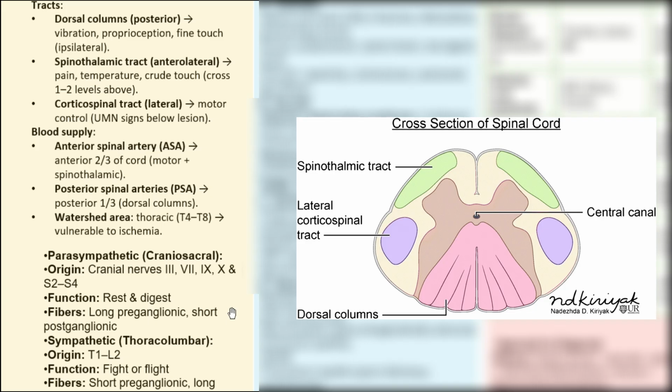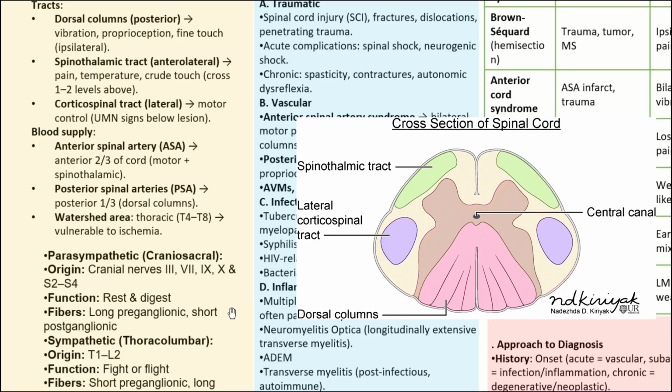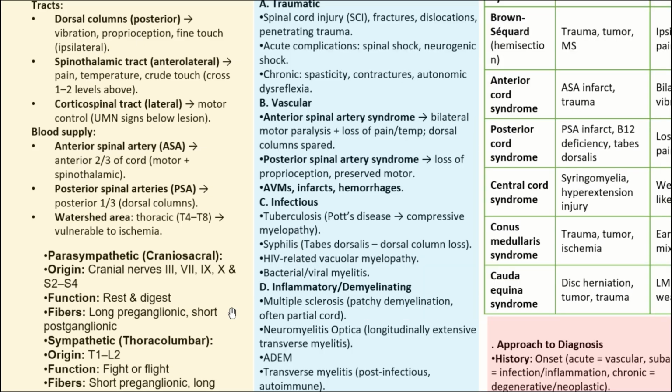So if I have a problem with the anterior spinal artery, what is going to be having the problem? That's going to be my corticospinal and the spinothalamic tracts. So I think you see how the things come up.